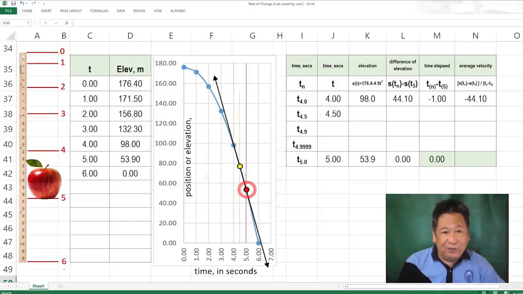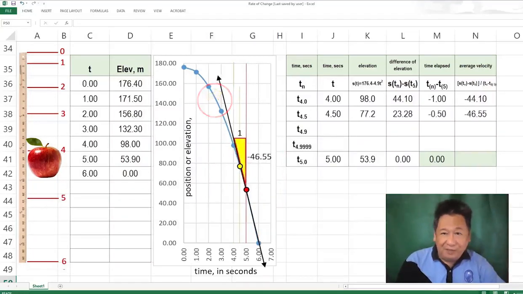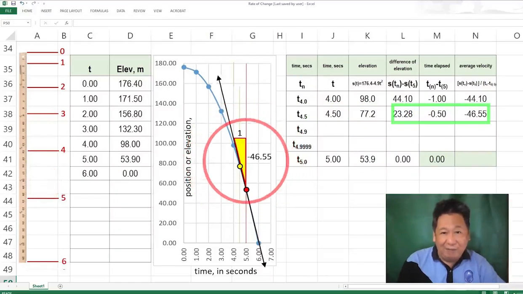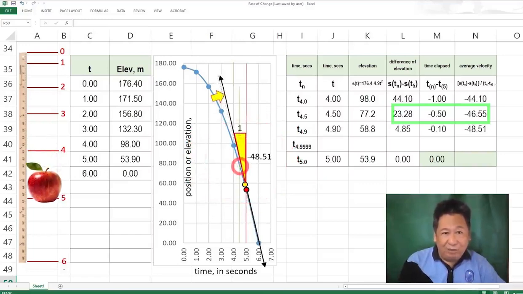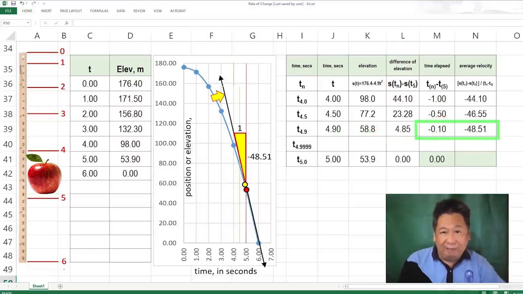Now, we nudge the point closer to t equals 5, at t equals 4.5 seconds. The second line becomes steeper. 176.4 minus 4.9 times 4.5 squared equals 77.2, minus 53.9 equals 23.28, divided by negative 0.5 equals negative 46.55 meters per second. That's a faster average velocity to t equals 5, negative meaning downwards. Now, we nudge the point closer still, at t equals 4.9 seconds. The apple falls to elevation 58.8, only 4.85 meters from t equals 5. Divided by negative 0.1 equals a velocity of negative 48.51 meters per second, faster and downwards.